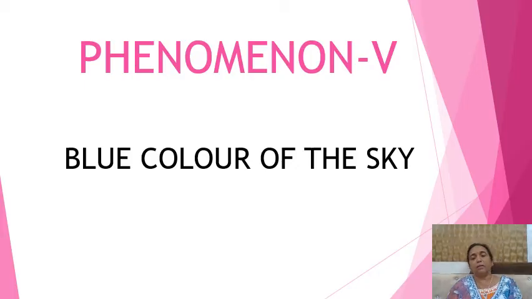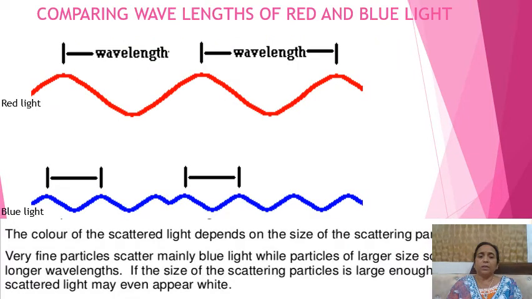The next phenomena that we are going to know about is why the color of the sky is blue. To know this, first we should compare the wavelengths of red and blue light. You know, the sunlight is made up of 7 pure colors. Blue at one end and red at the other end. The wavelength of the red light is quite large. We can see here. Whereas the wavelength of blue light is very small. This length is known as the wavelength, the length of one wave. Here the length of the wave is quite large.